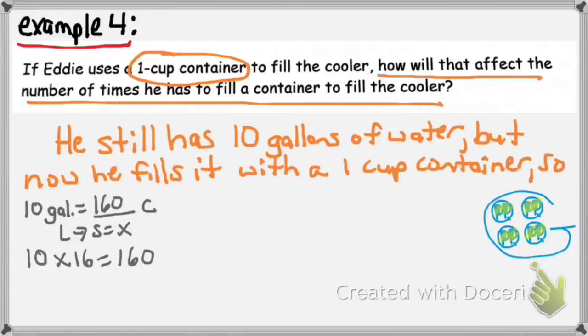Well, now I know it's going to take him 160 times to fill the 10-gallon cooler, but when he used the quart container, it only took him 40 times to fill the 10-gallon cooler. That makes sense, actually, right? Because a cup is much smaller than a quart. So if the container is smaller, he will need to fill it more times to fill that 10-gallon cooler.